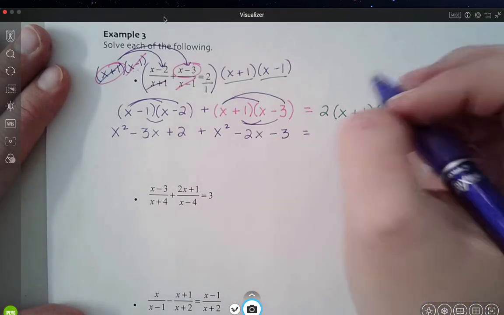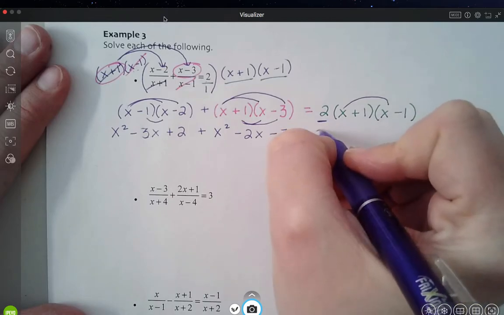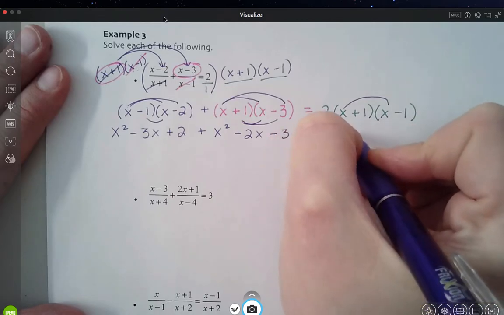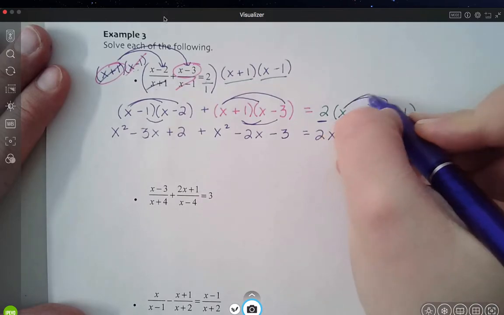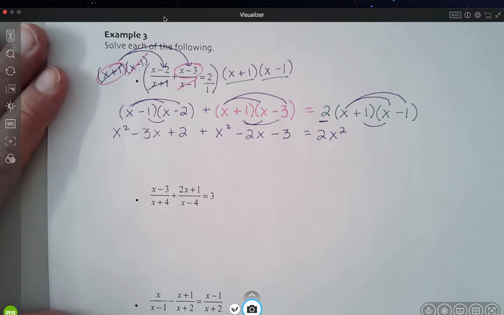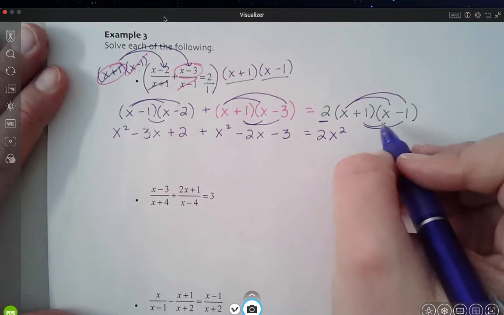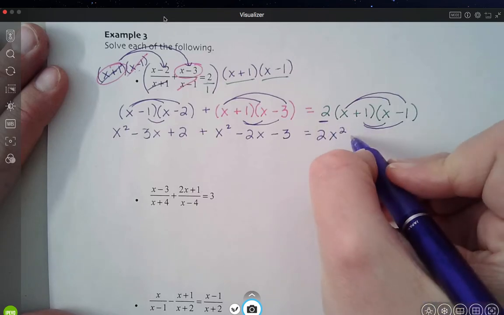Here I'm going to do x times x is x squared, and then I'm going to remember the 2, so that's really going to give me 2x squared. This will give me negative 1x, and this will give me positive 1x, which will cancel themselves out. And then here at the end, 1 times negative 1 is negative 1, times 2 is negative 2.